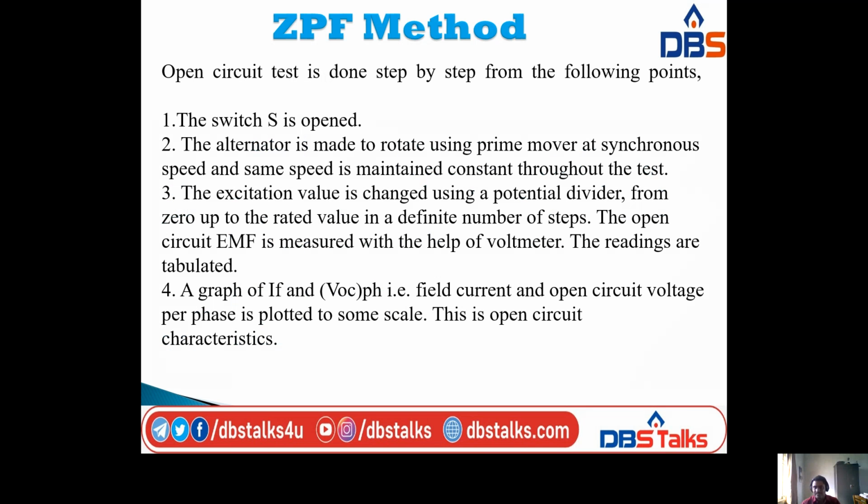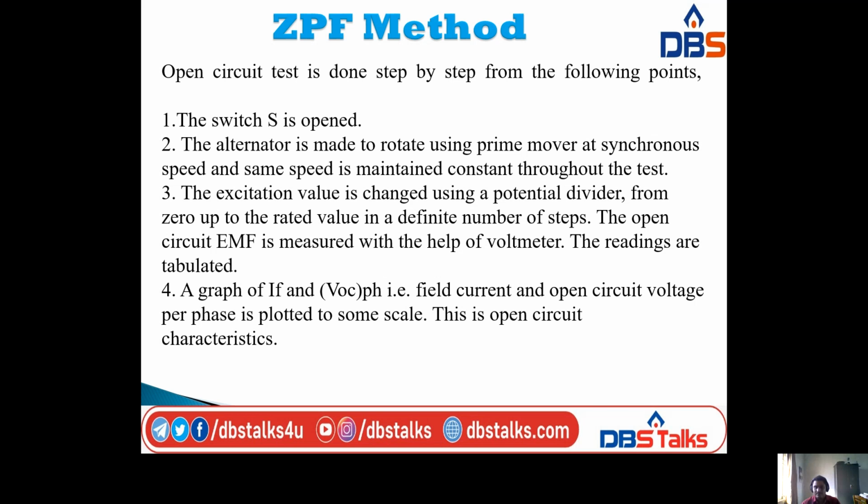The open circuit test is done step by step from the following points. Firstly, the switch S is in the open condition. With switch S open, the alternator is made to rotate using the prime mover at synchronous speed, or constant speed, and the same speed is maintained constant throughout the test.